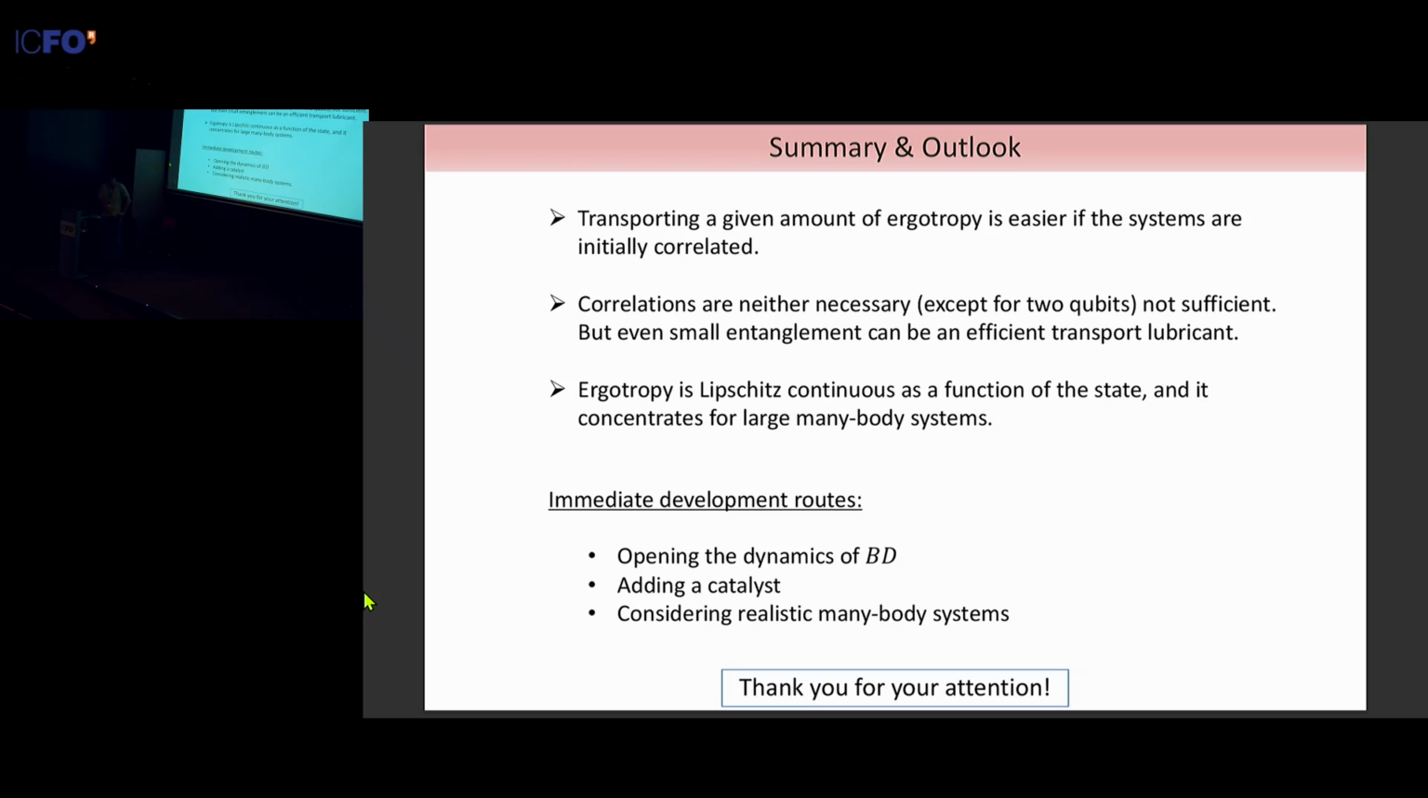Okay, any questions? Thank you, Karan, for the talk. I have a quick question. Are there any trade-offs between extracted information, between transmitted information and ergotropy, or any constraints?